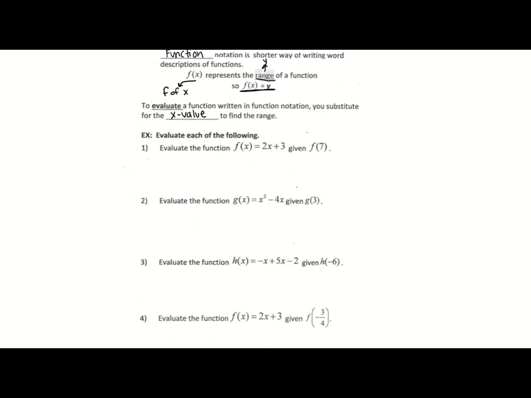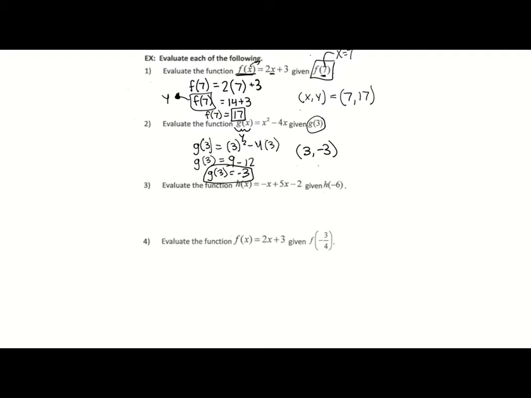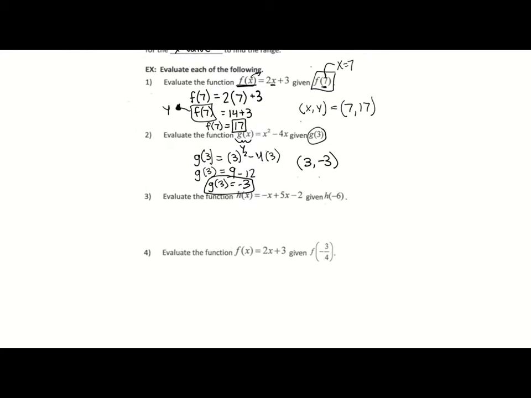Okay, let's try 2 more. Evaluate the function h of x given h of negative 6. So this is our given here. What does our x equal right here? Our x equals negative 6. So we're going to plug in our negative 6 into our equation. H of negative 6. So when we evaluate this function, when x equals negative 6, we get negative, plugging in a negative 6, plus 5 times a negative 6 minus 2.